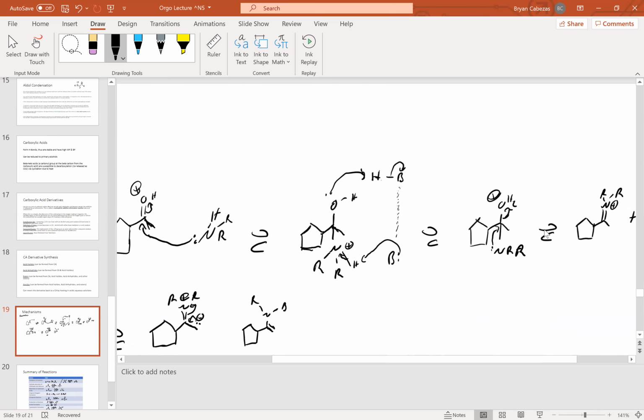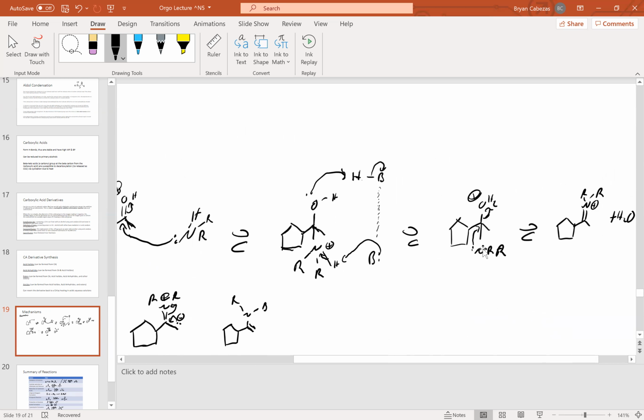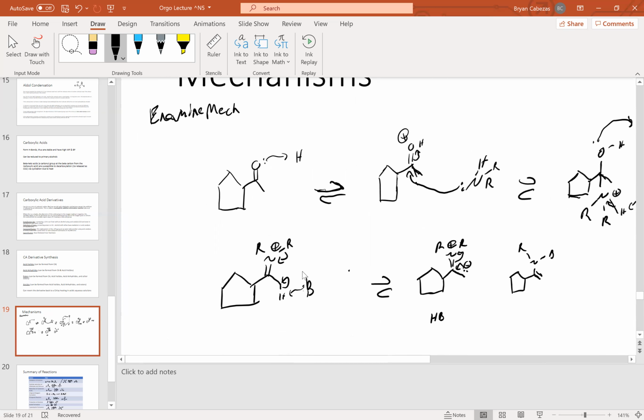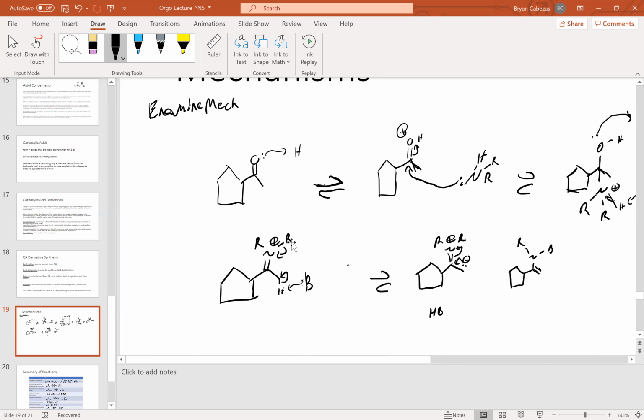After that, we're going to have the water molecule remove itself. We're going to have the amine double bond to our structure. We're going to have this group right here. So you really can't just deprotonate an R group, right? The R group is not a proton.